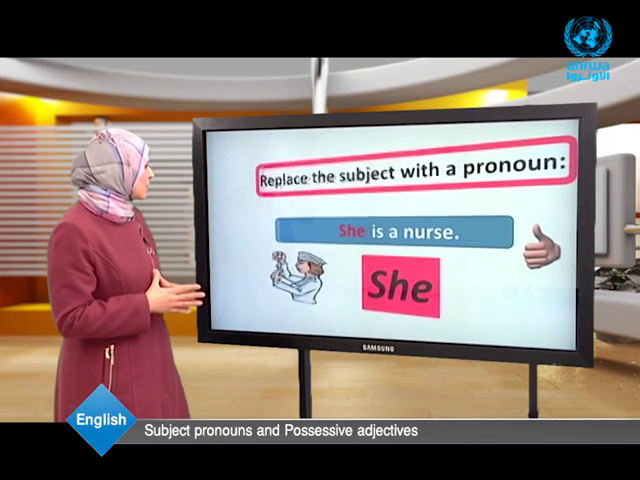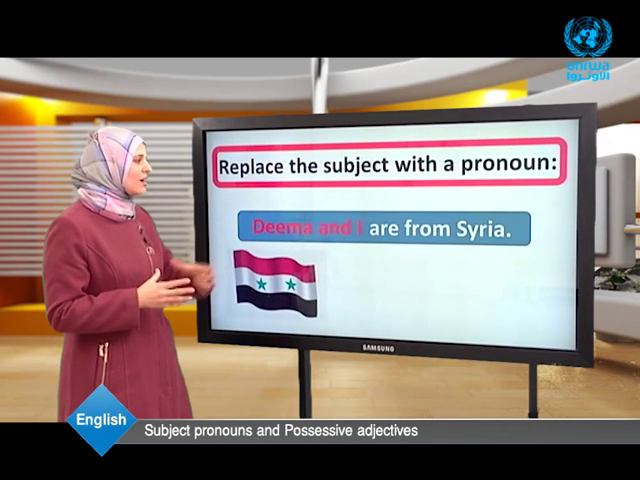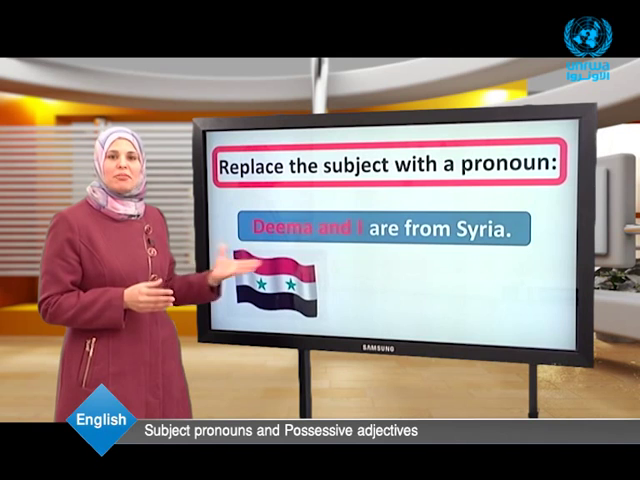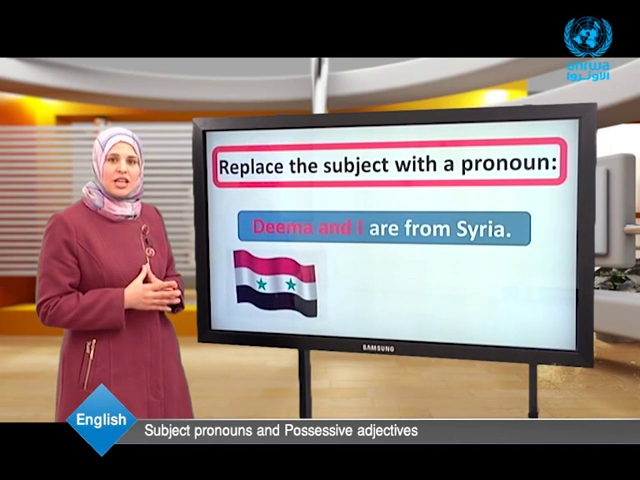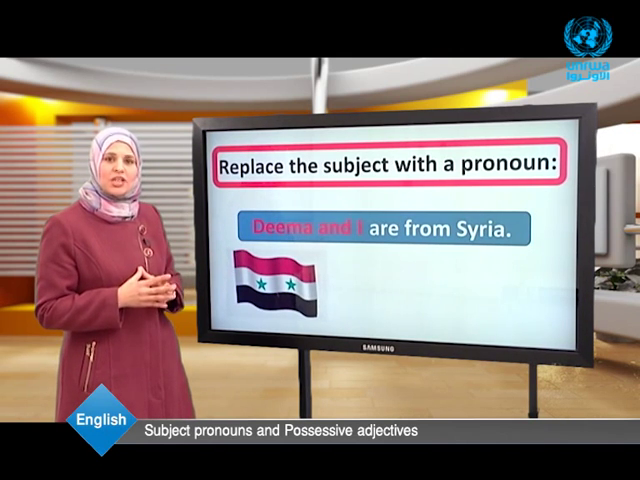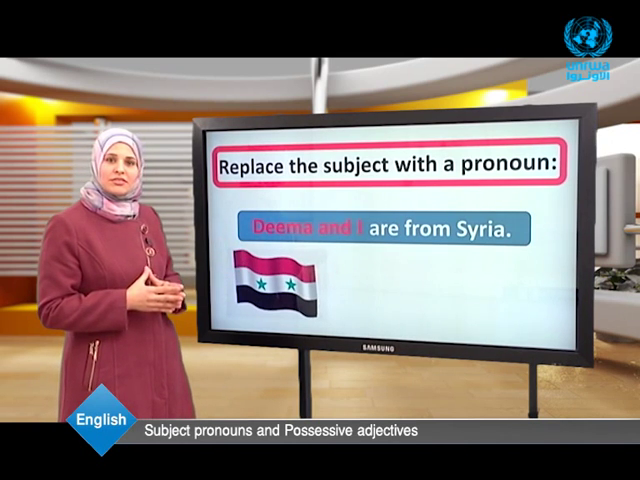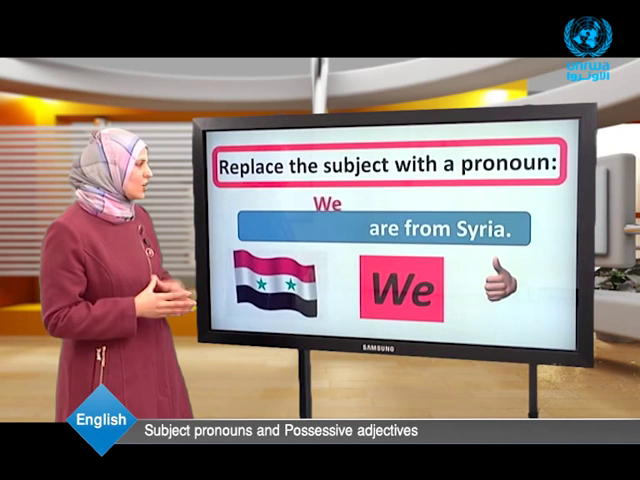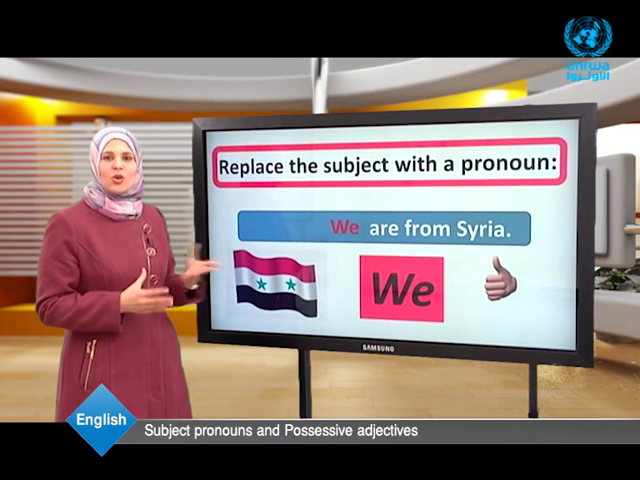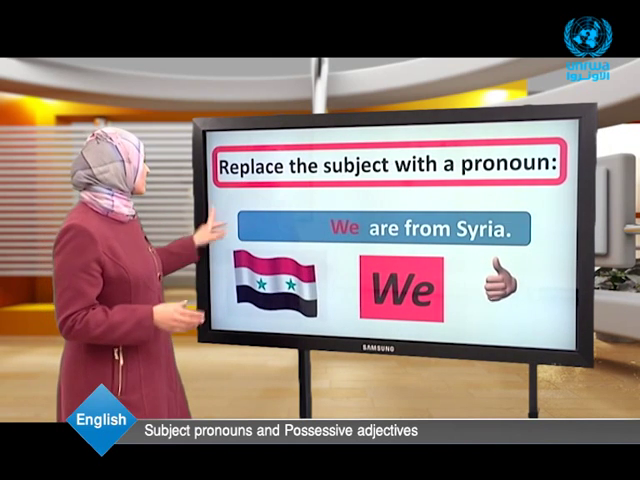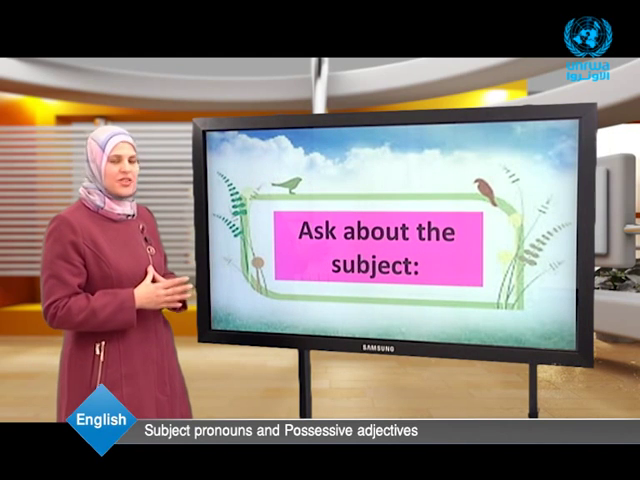Let's have another one. Dima and I are from Syria. Think, what is the subject pronoun that we can use instead of Dima and I? Excellent. We are from Syria. Now let's have another activity.